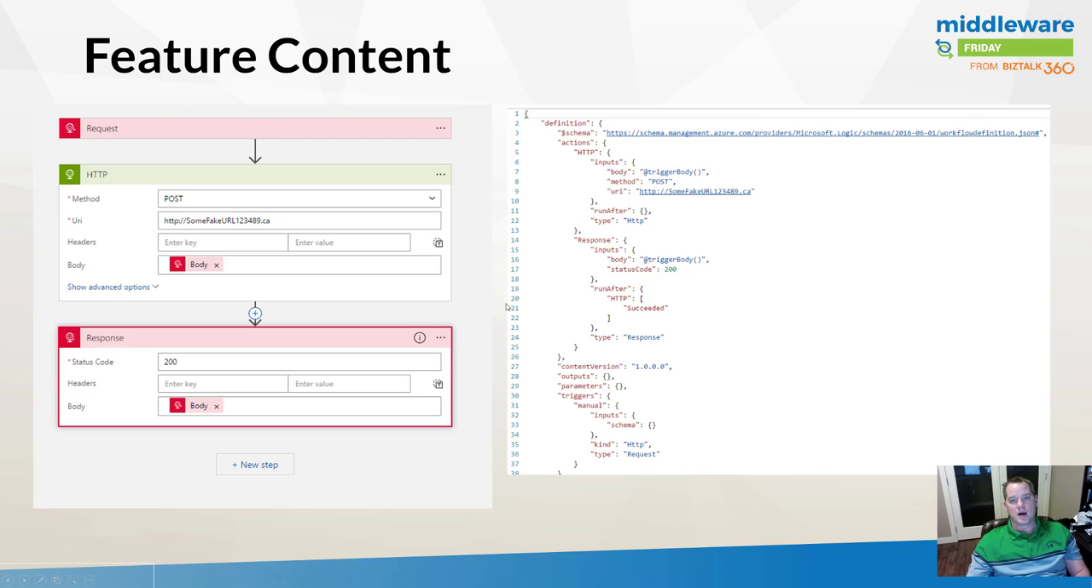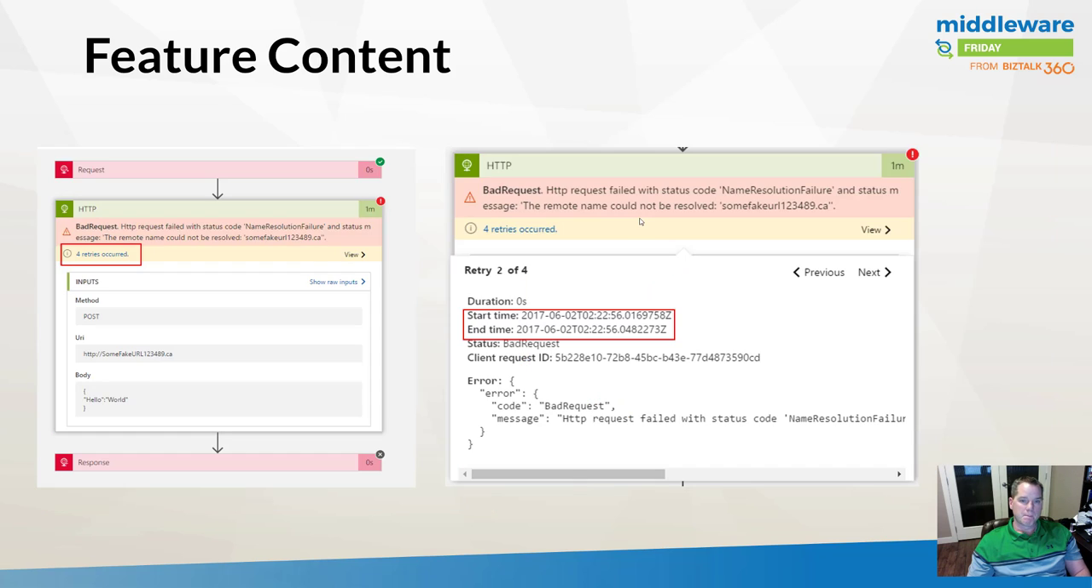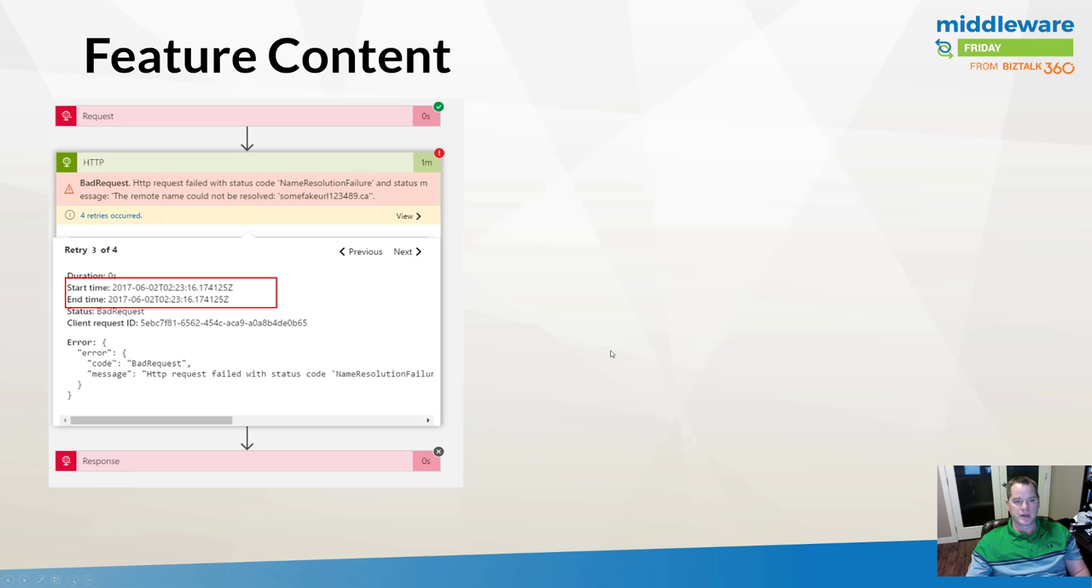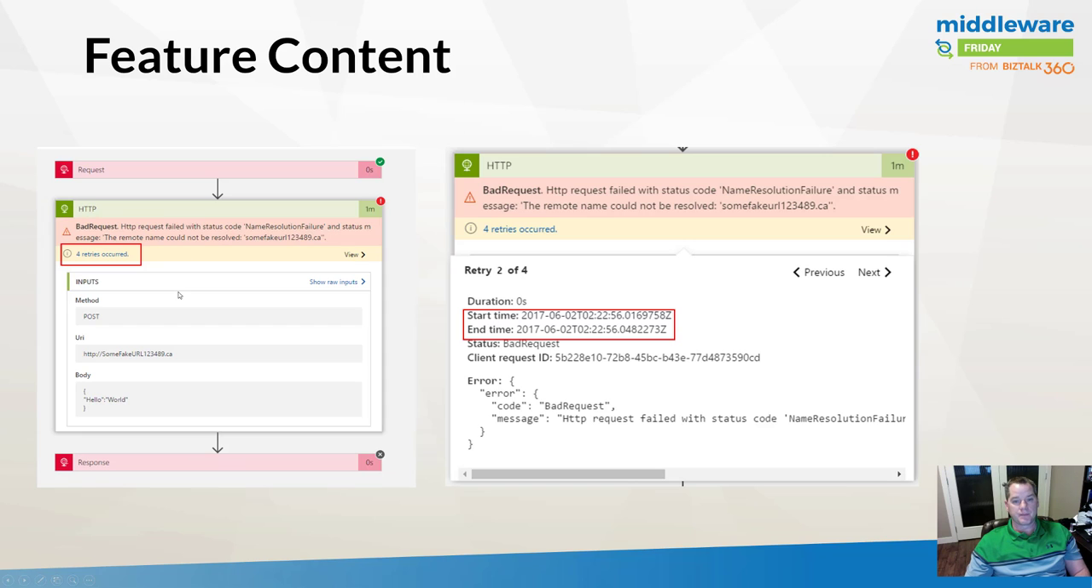This is default out of the box, so I have not added an additional retry policy. This is going to be the default behavior of Azure Logic Apps when I go ahead and hit this endpoint. So sure enough, I'll go ahead and hit this endpoint, and we're going to see that 4 retries did occur, and I can actually see, here's retry 204. If I go to the next screen, we'll see that it occurred 20 seconds later.